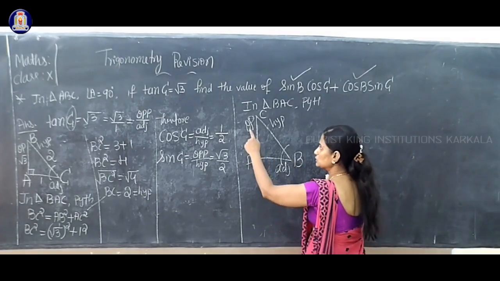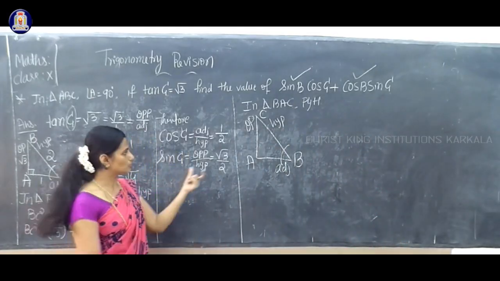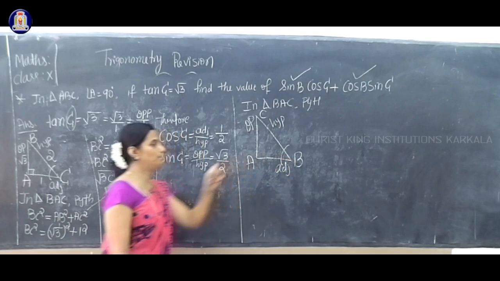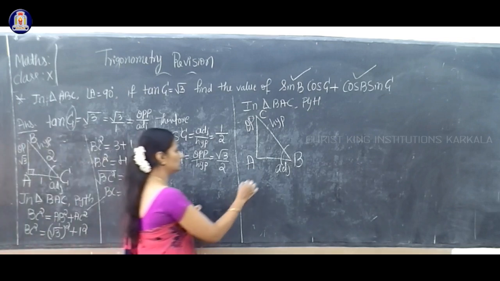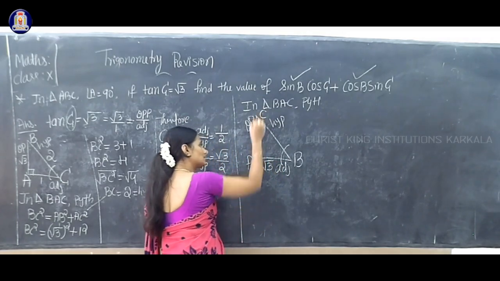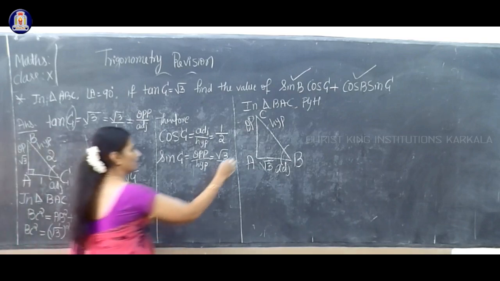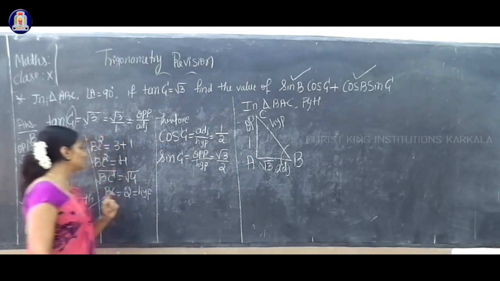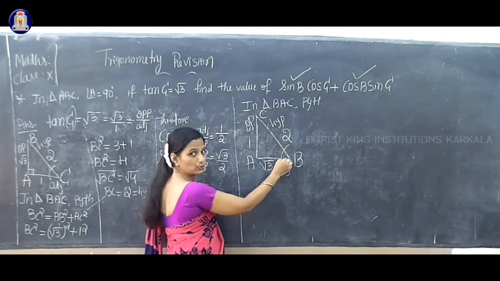Now don't write the values of opposite side, hypotenuse side and adjacent side. Just write the values of AB, AC and BC. What is the value of AB from this figure? AB is root 3. Don't say opposite side is root 3, don't replace. Next, AC is equal to 1. Next, BC is 2. So we got all sides with respect to angle B.